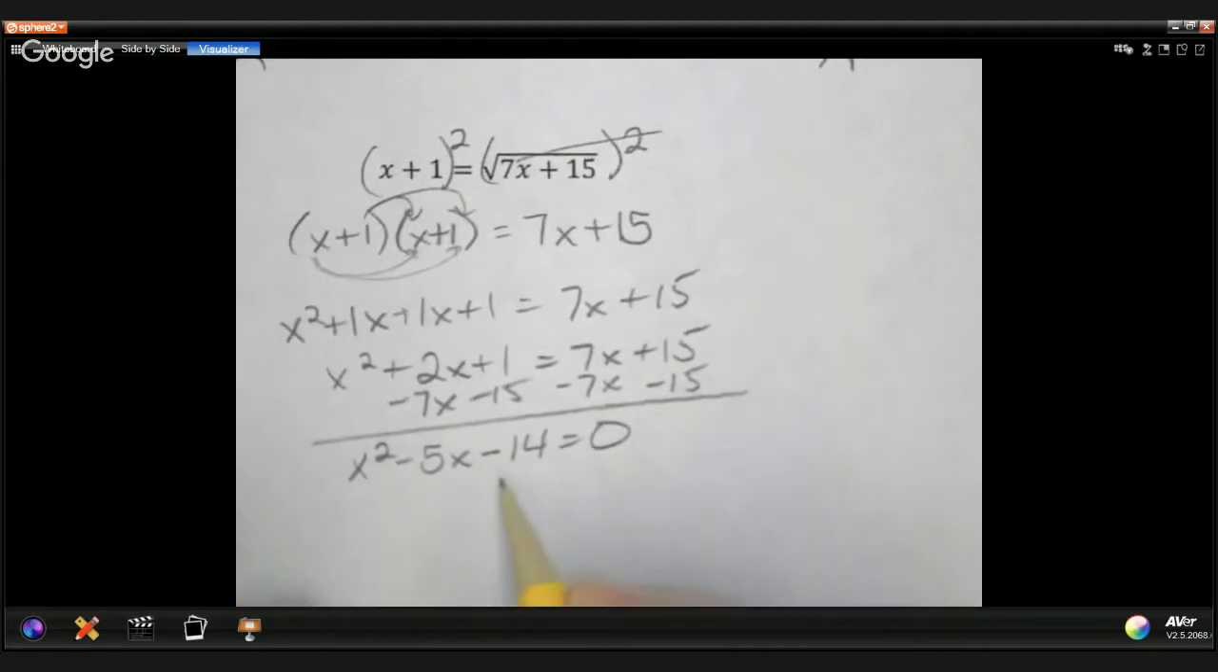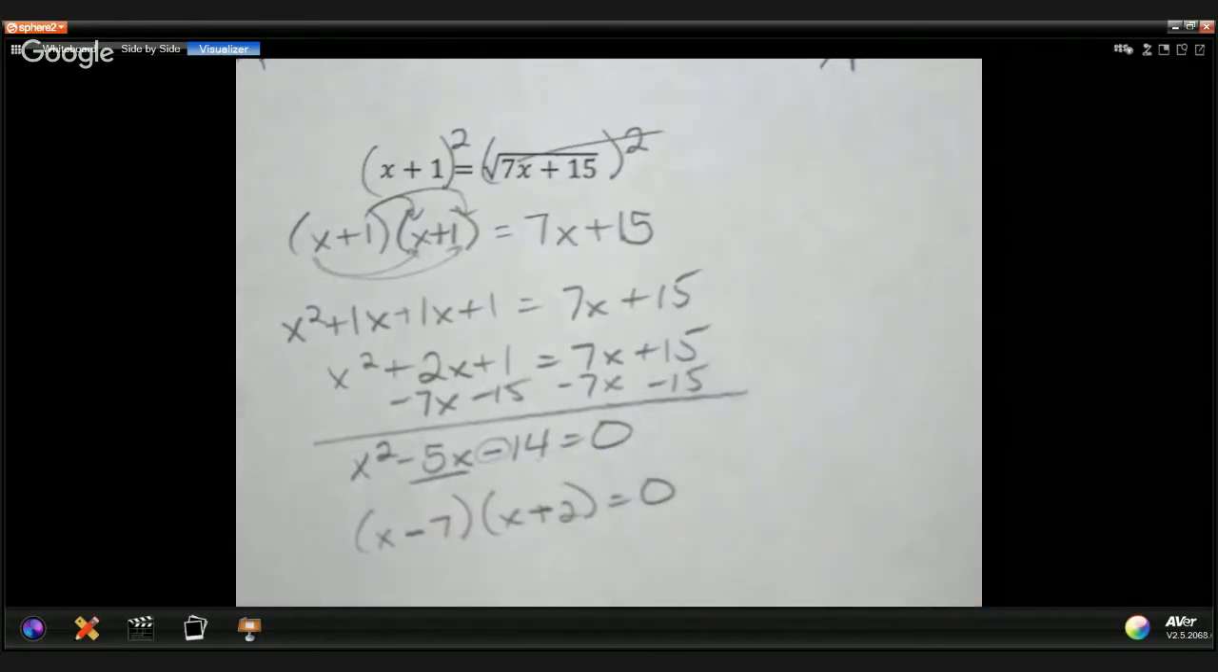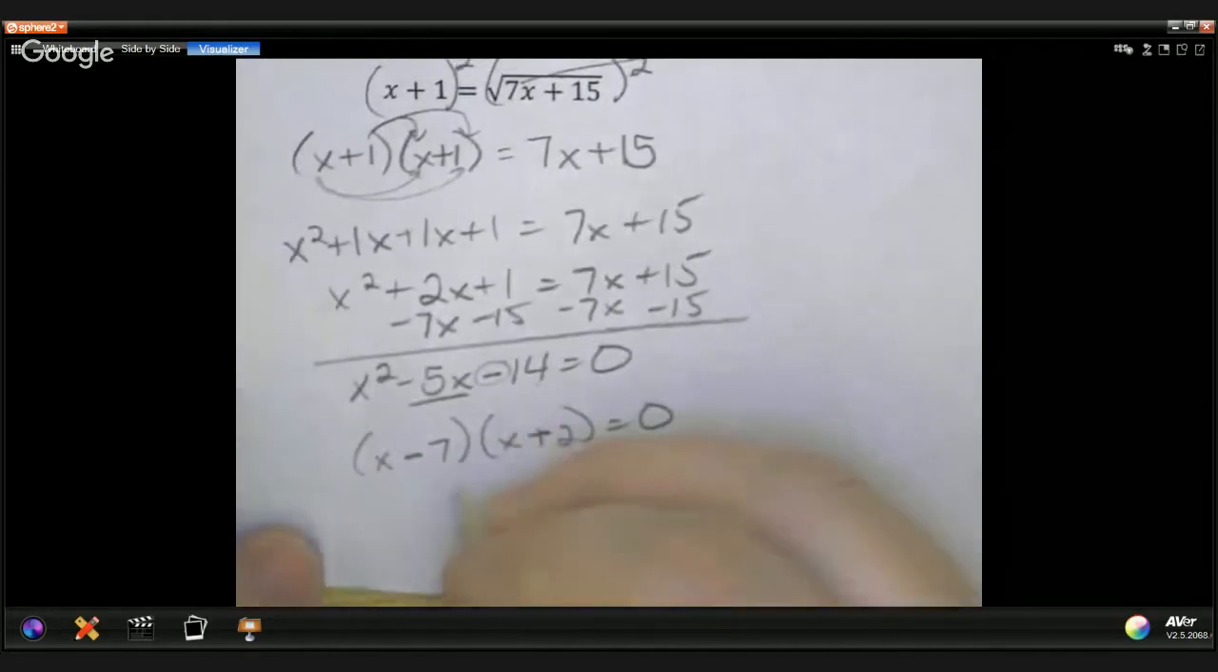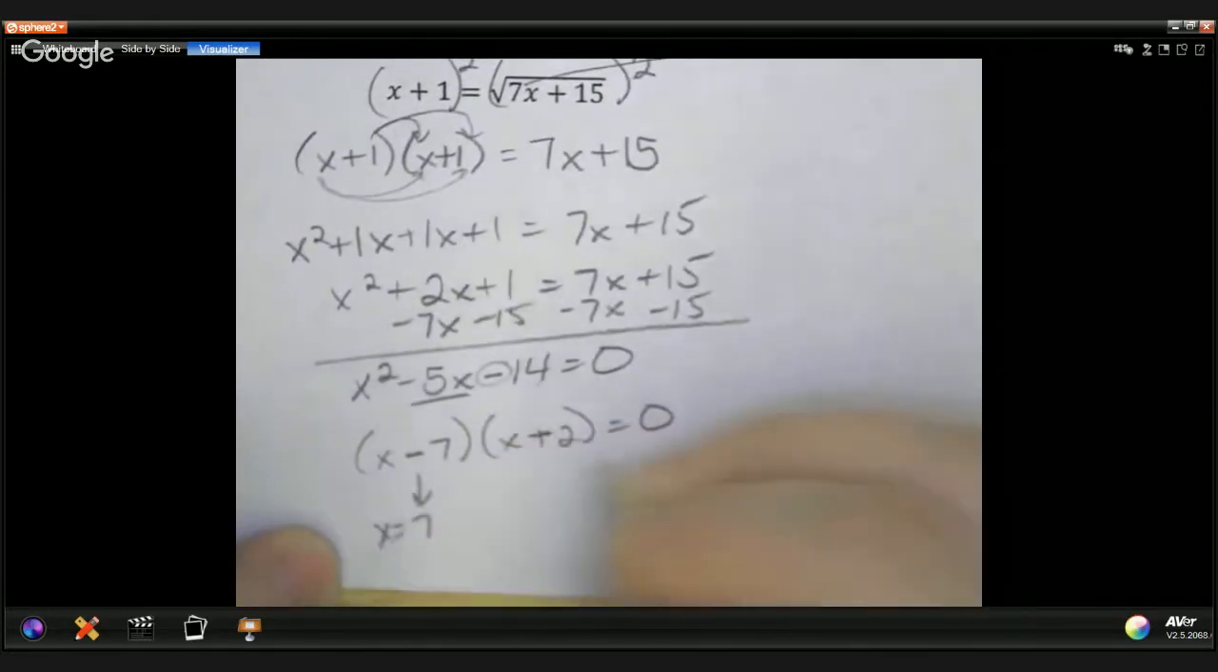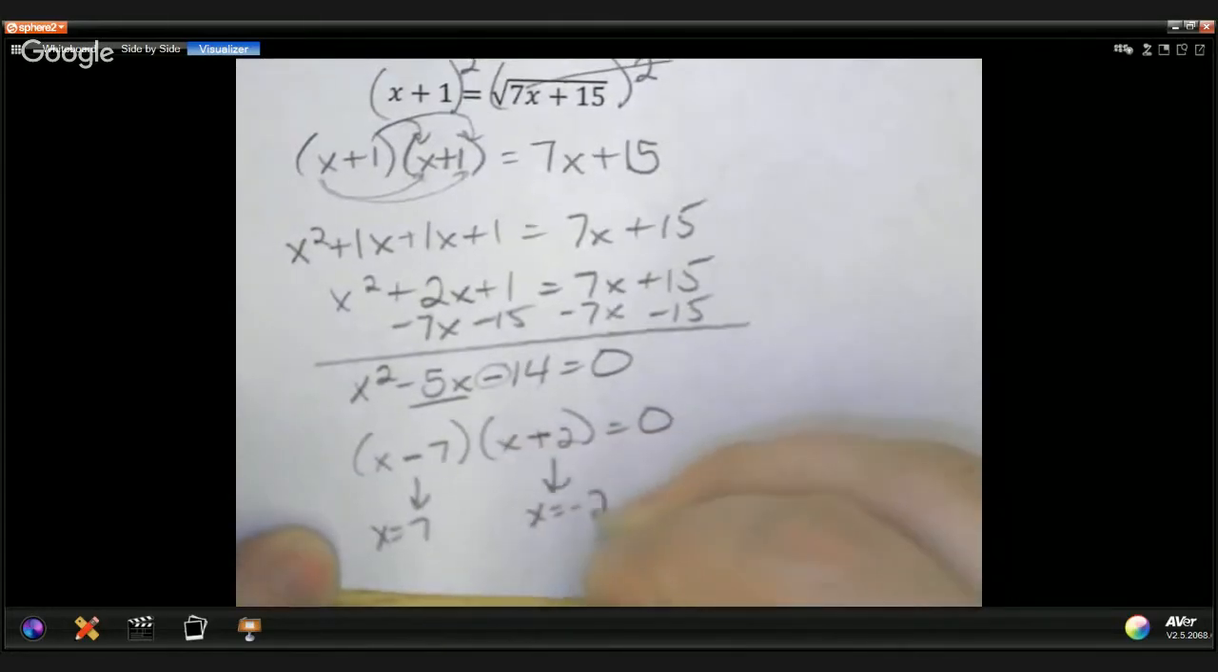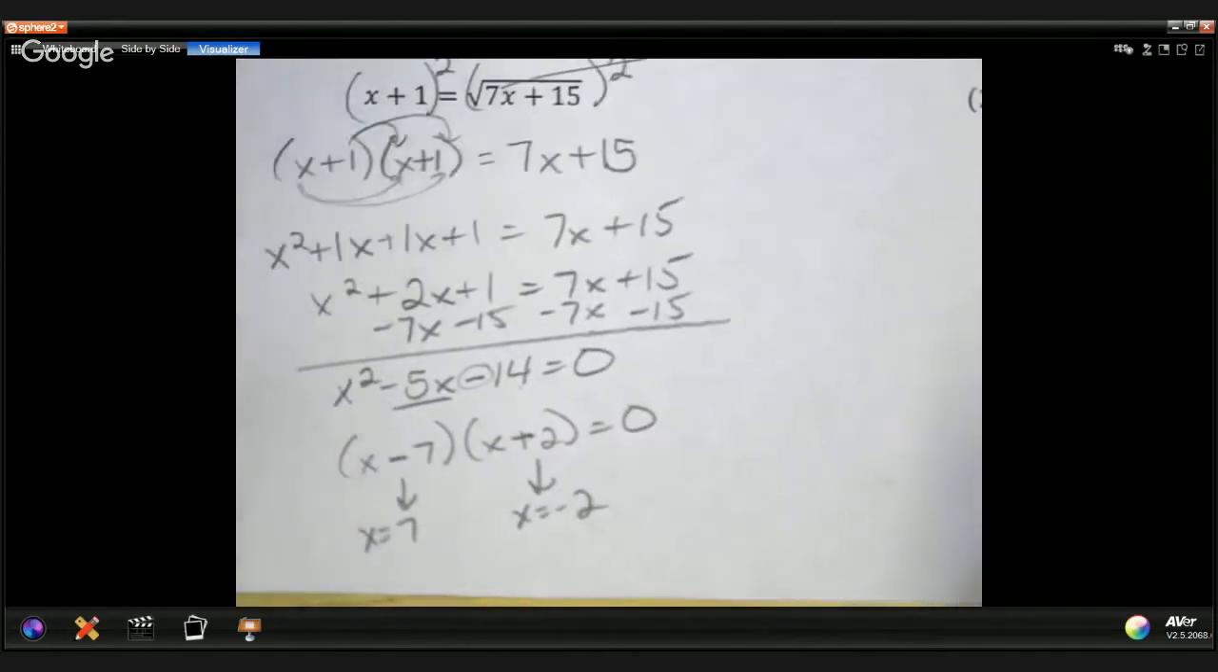And now I have to factor this. What times what is 14? Subtracts to give me 5. Well, that's a 7 and a 2. And in order to get a -5, it's a -7. In order to get a -5, the 2 has to be positive. So here I have two answers. I have 7 and I have -2. So I have to check both of these.